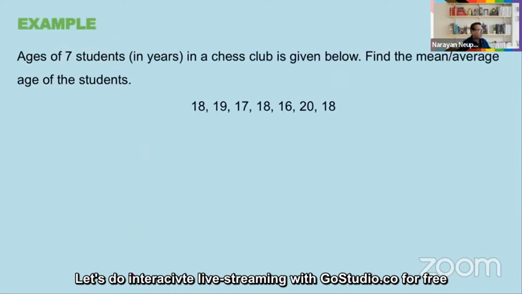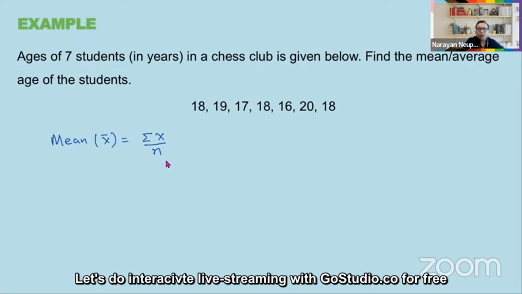So here is our first example. The ages of 7 students in years in a chess club are given below. We have to find the mean, also known as the average, age of the students. Here we have the data. First tell me whether this is grouped data or ungrouped data. Ungrouped data, right? It's not grouped. So the mean, denoted by X bar, is equal to the sum of X over N.